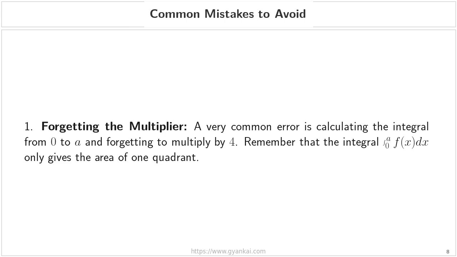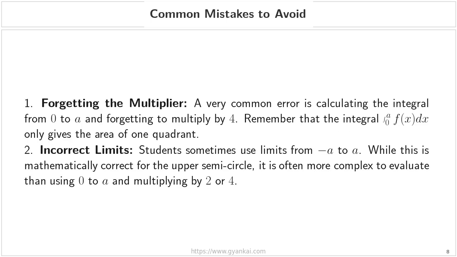First, the most frequent error is forgetting the multiplier. When you set up your integral from 0 to a, as we did in the circle and ellipse derivations, you are only calculating the area of a single quadrant. It is very easy to finish the calculation and stop there, but remember, you must multiply that result by 4 to account for the entire figure.